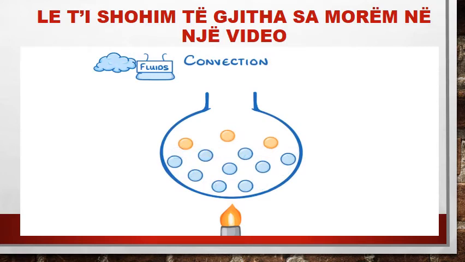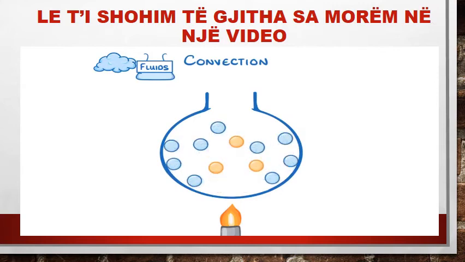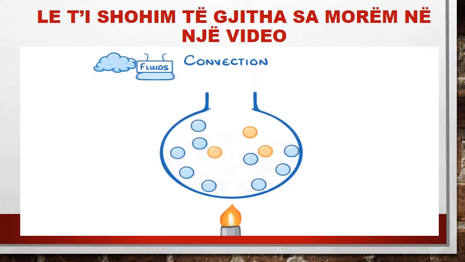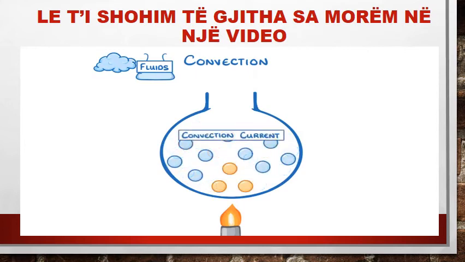Whilst this is happening though, the hot particles would lose their energy and cool down, and the cool particles now at the bottom would heat up. Because of this, the cycle would keep on repeating for as long as the fluid was being heated, and we call this cycle a convection current.